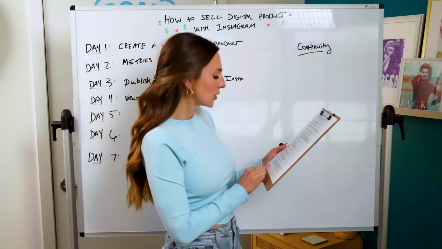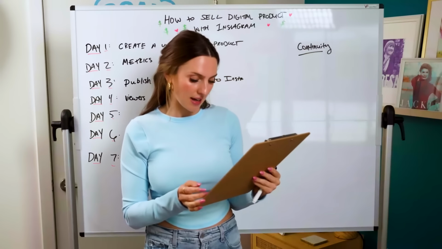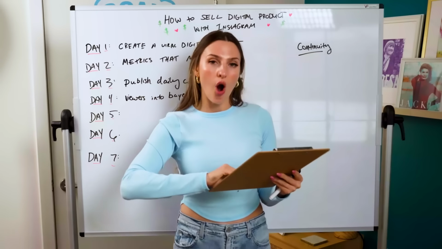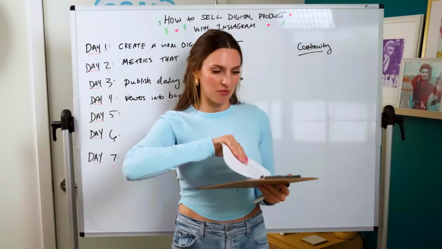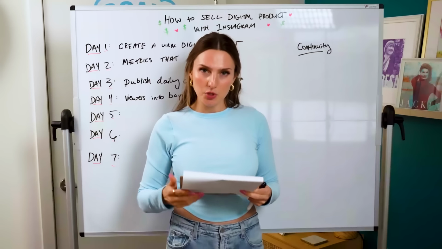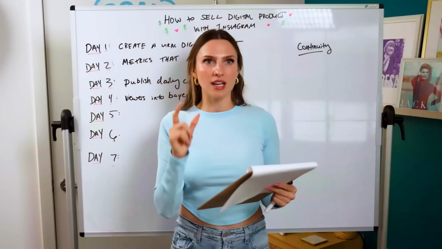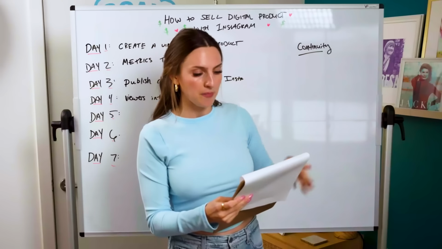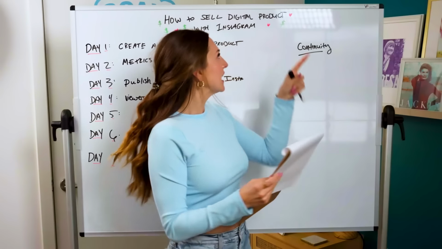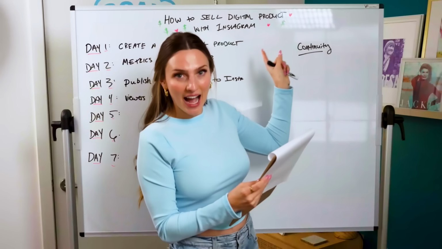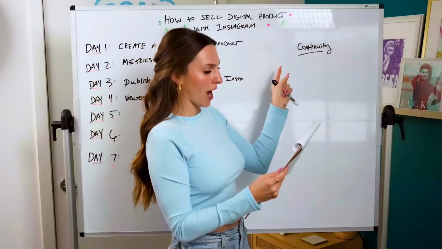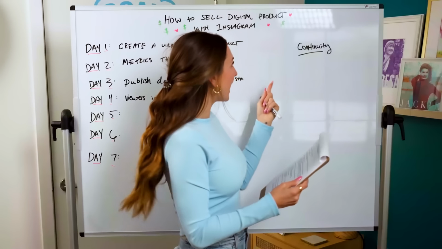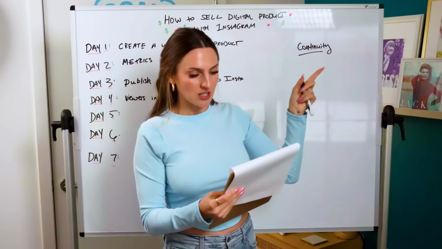You want continuity from one piece of copy to the next. So the caption, the automation, the checkout page all need to be saying the exact same thing. So if my caption says, comment the word guide to get my guide to selling digital products on Instagram, the automation needs to say, click this link to get my guide to selling digital products on Instagram. Then the checkout page needs to say, are you ready to unlock my guide to selling digital products on Instagram?